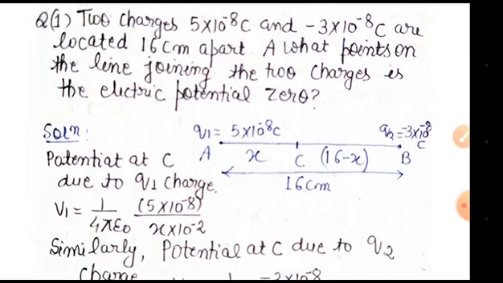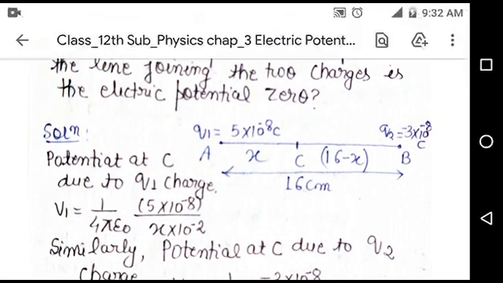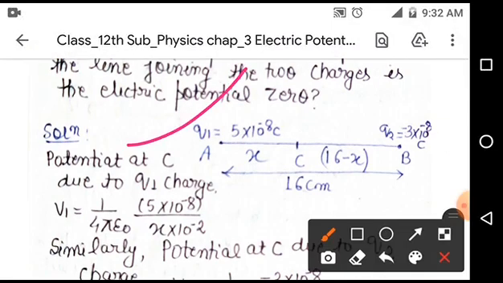So first of all we will discuss the diagram, and in the diagram it is clearly mentioned that there are 2 points A and B where two charges q1 and q2 are placed. Between the two charges there is a point C where we have to show that the total potential is zero. So take AC equal to x, then BC should be 16 minus x.